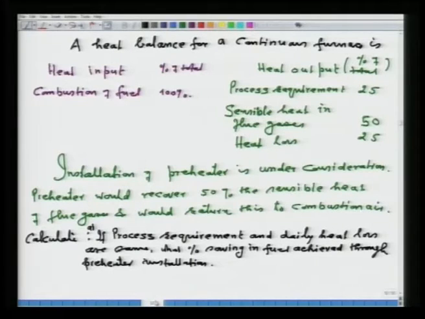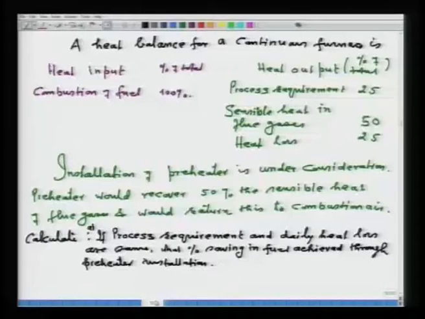Now, the heat output is again given as a percentage of the total. Remember, the process requirement is 25% of the total, sensible heat in flue gases is 50%, and heat loss is 25%. Now, he tells you that he is considering installation of a preheater. What is given is that the preheater would be able to recover 50% of the sensible heat of the flue gas, and all of that 50% recovered would be available in the form of combustion air.